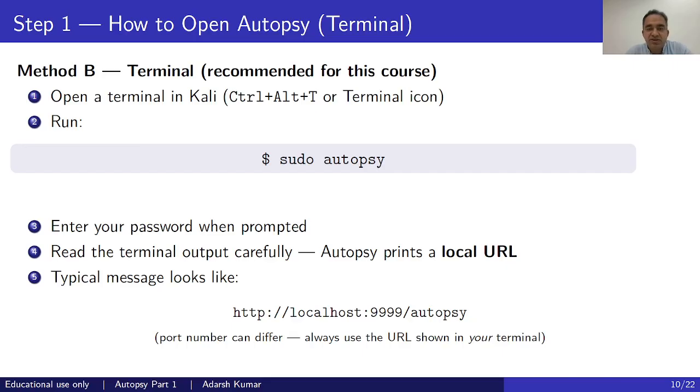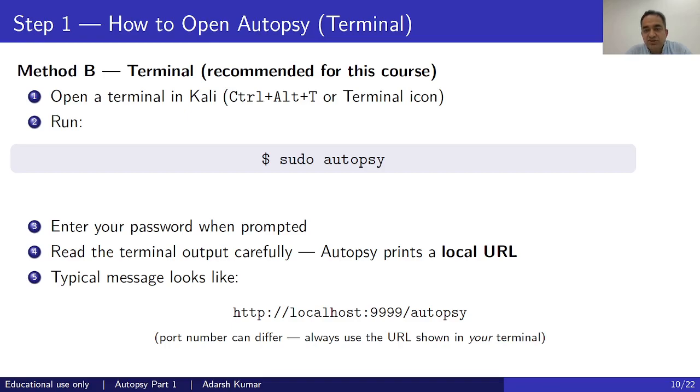Method B is the terminal method. I recommend it for this course because it is clear, repeatable, and easy to show on YouTube. Open a terminal in Kali Linux using Ctrl plus Alt plus T or click the terminal icon from the panel. Type the command sudo autopsy and press enter. Then provide your password when prompted.